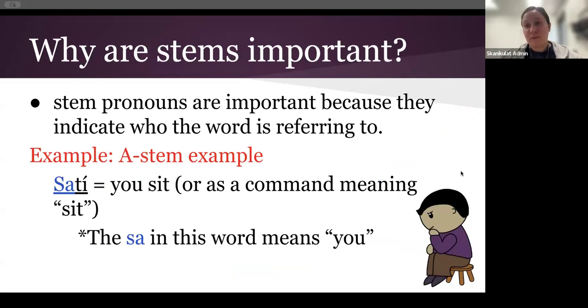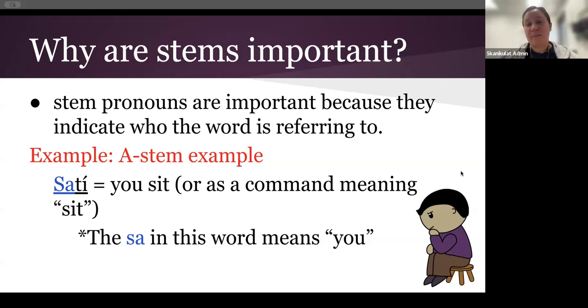I've mentioned a few different reasons already why they're important, but they're also important because, most simply put, they reference and indicate who specifically the word is referring to. Who are we talking about? If we say all these words, like what are we saying? Who are we talking about? That's really important. So a really simple example I always use is sadi. Sadi is a really common command a lot of people know. And it means sit, but it means specifically you sit. And the sa in sadi means you. And so that is who we're talking about.